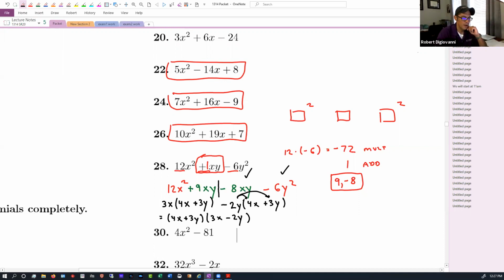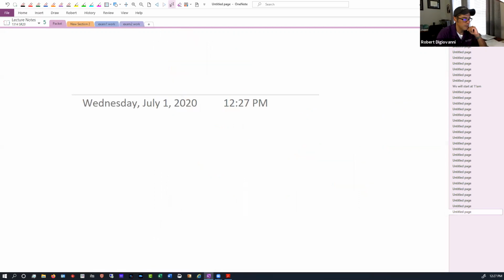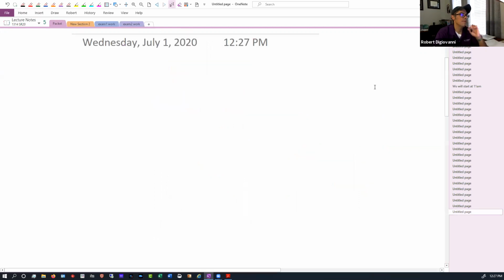So I want to move on to the next part of factoring, which is going to be what happens when we have two terms. So before I do it, I want to do this backwards. I'm going to give you a couple of things to look at here. We're going to try and notice a pattern. I'll give you a couple of examples.